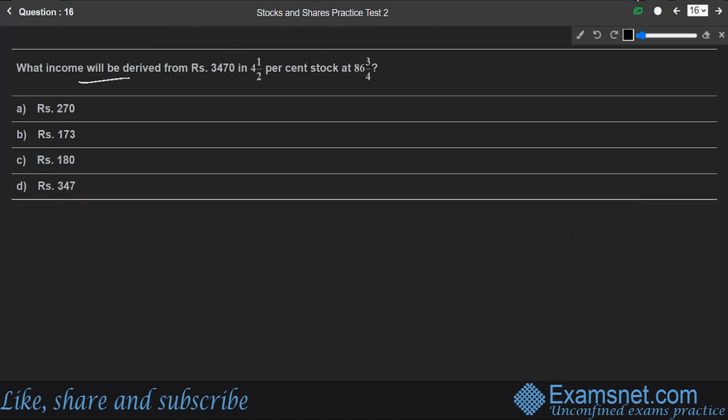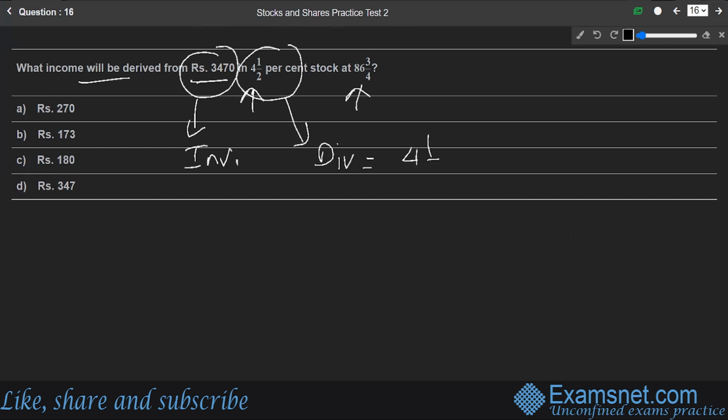Now, what income will be derived from rupees 3470 in 4.5% stock at 86 3 by 4? So clearly we need to understand what things have been given to us. First of all, it says derived from, so total investment is 3470, in 4.5% stock. So the dividend percentage is 4.5%, or on the face value of 100, the dividend will be 4.5. Stock is available at 86 3 by 4, so the market value is 86 3 by 4. So clearly we can say if we invest 86 3 by 4, we can get the dividend of 4.5. This is how we can relate these things.